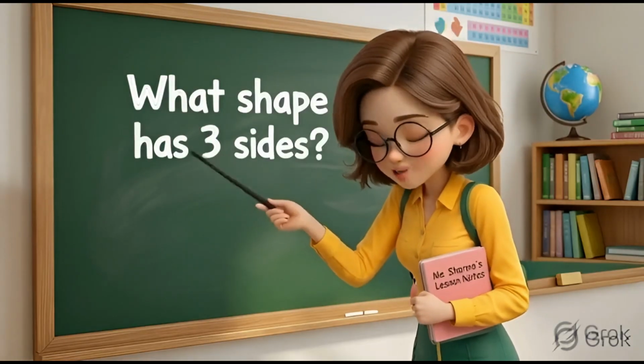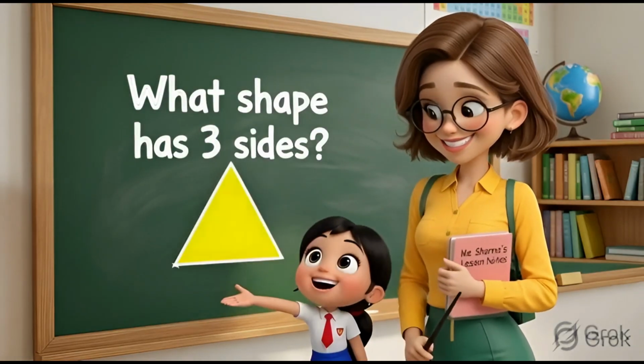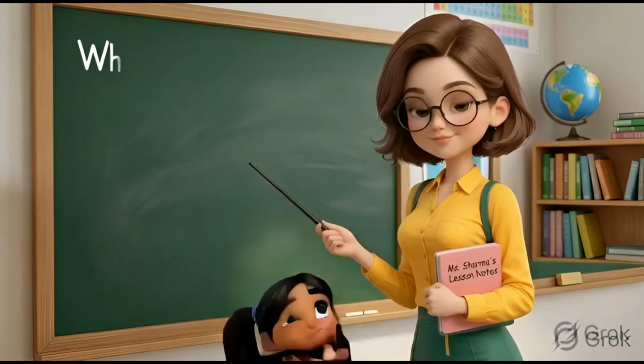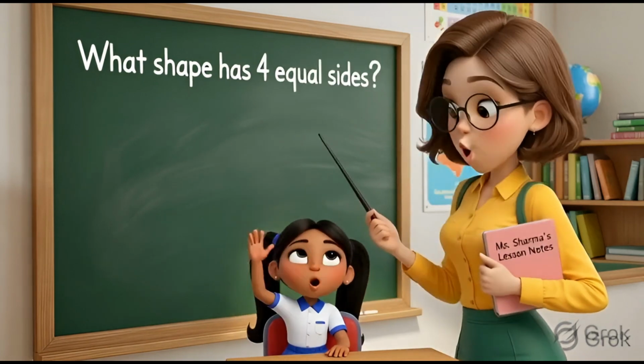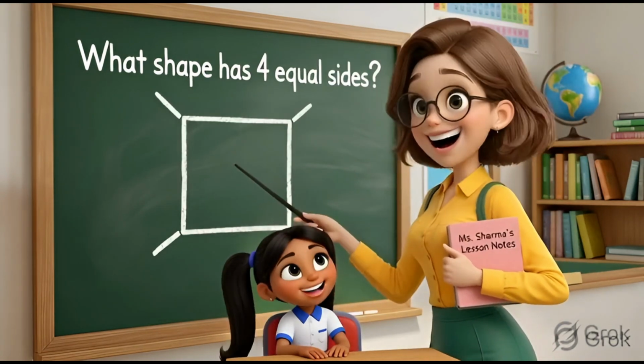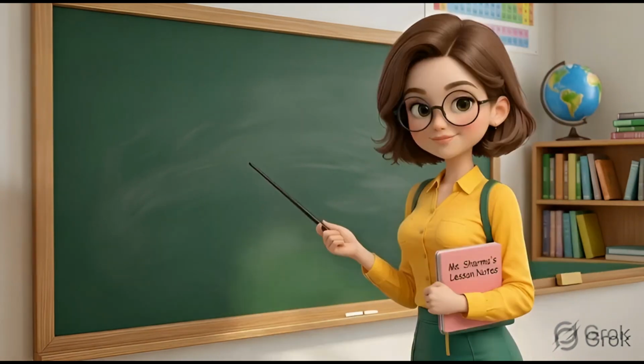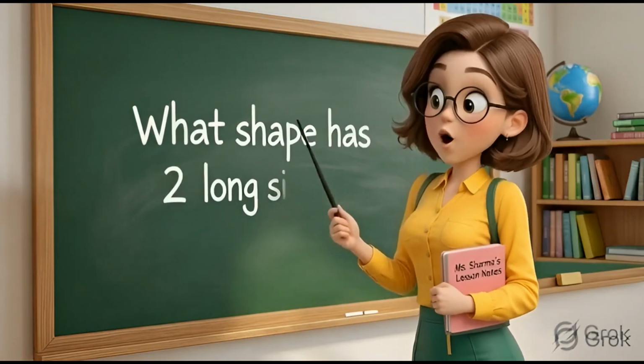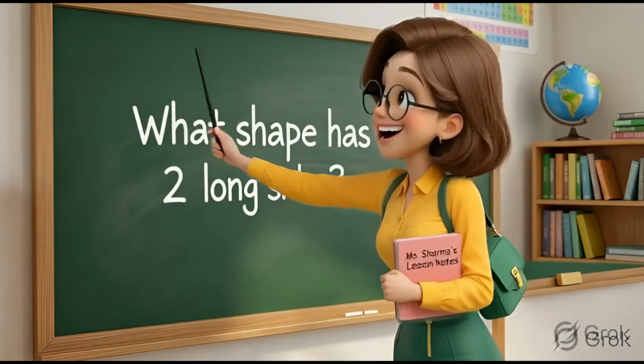What shape has 3 sides? Triangle! What shape has 4 equal sides? Square! That's right. What shape has 2 long sides? Rectangle!